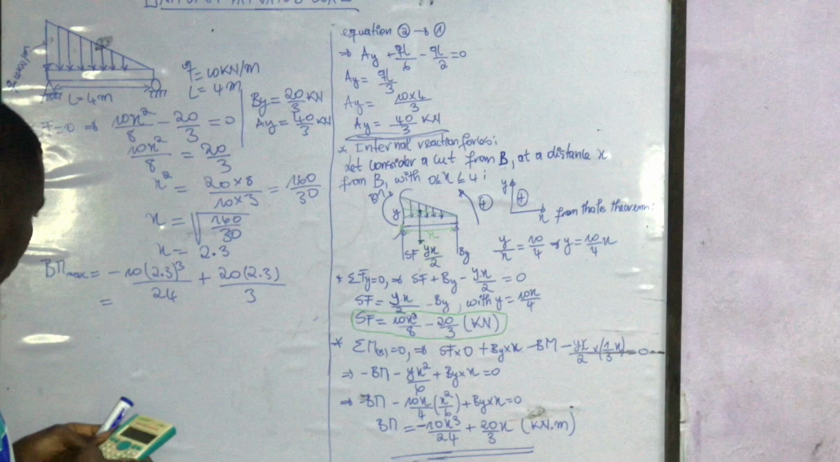Sorry, 20 times 2.3 divided by 3 gives 15.3. So you have here 5.1, minus, plus 15.33, which is approximately equal to 10 kilonewton meter. This is the maximum value of the bending moment actually. So it's approximately equal to 10 kilonewton meter.